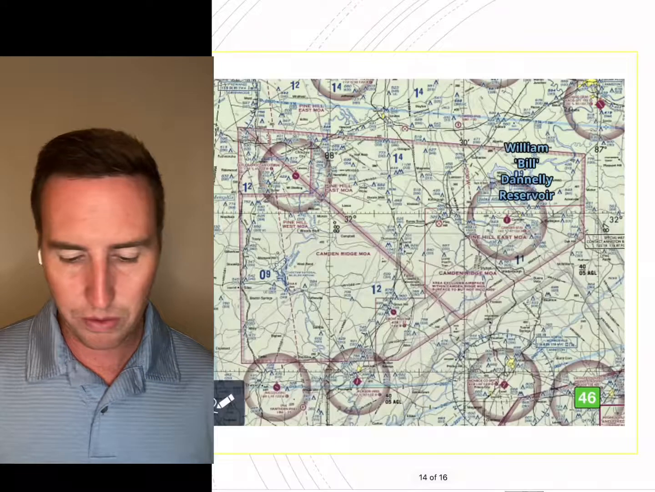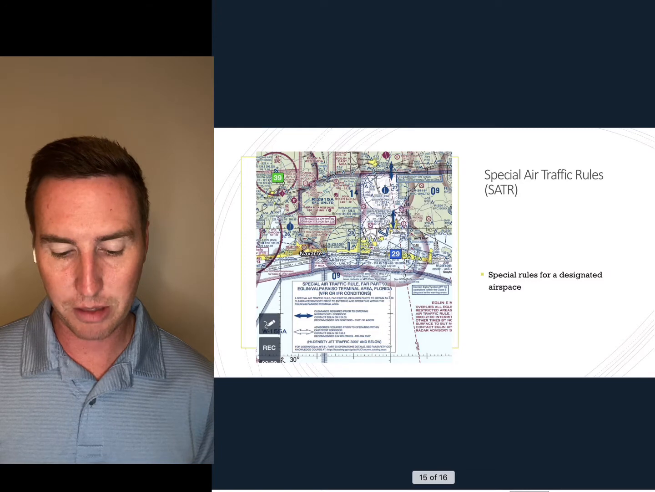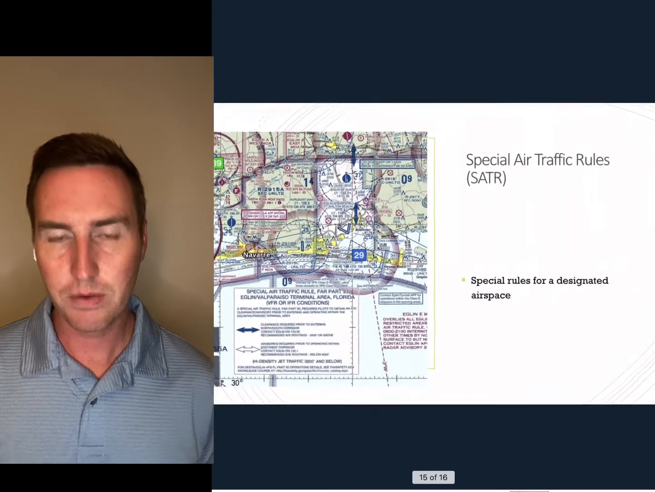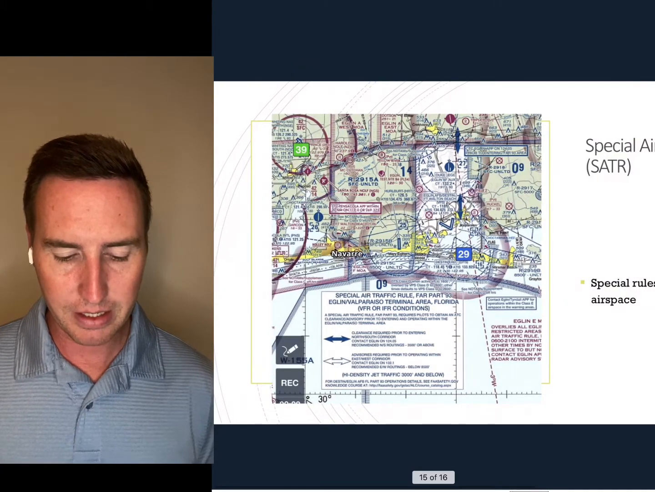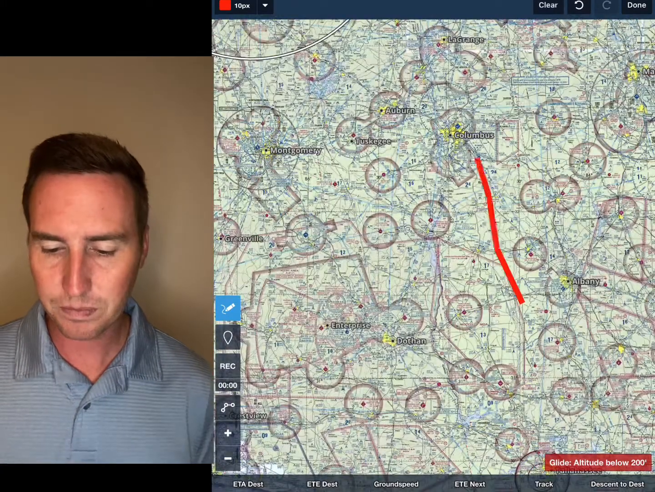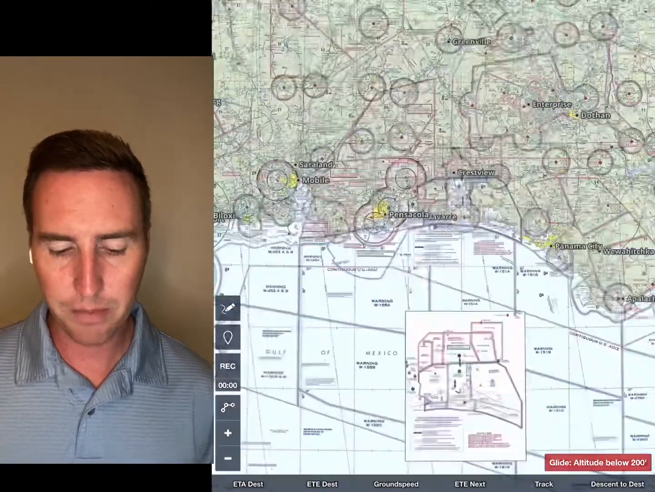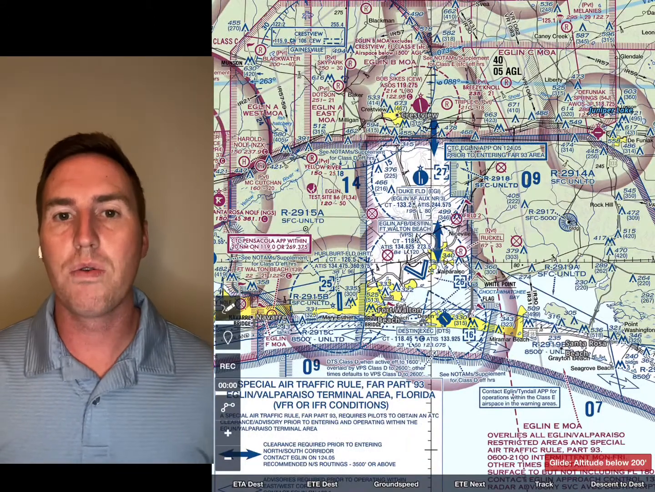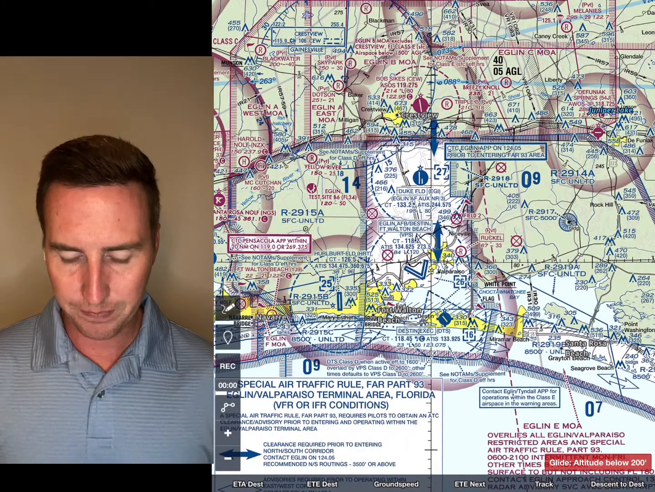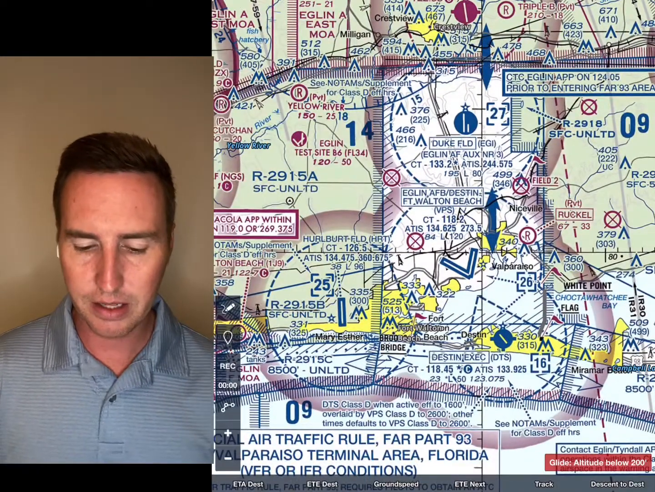Now let's go to a special air traffic rules area, like I just talked about. So, special rules for a designated airspace. Let's go down here in Destin and look at this special air traffic rules area. Typical rules go out the window. It's its own set of rules here. You see it's kind of highlighted right here in this white.